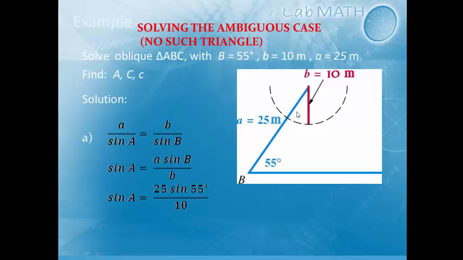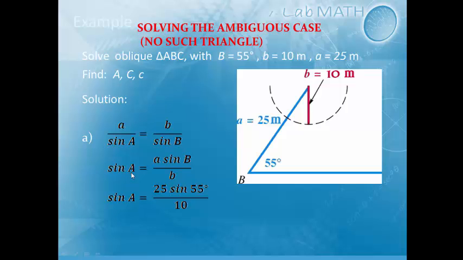Okay. So we have a partner. You are given side B and angle B. You are given side A, so we will be able to look for angle A. So we have to use A over sine A equals B over sine B.